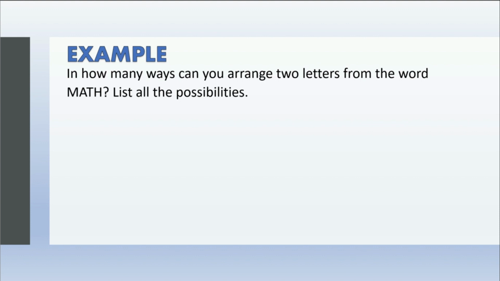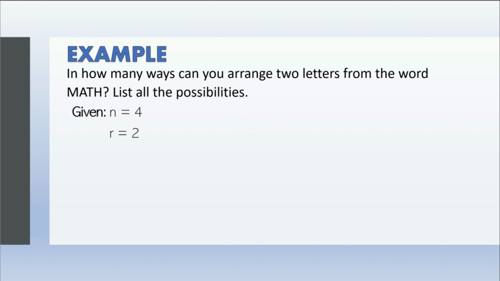So let us identify the given first. N is the number of objects, which in this case is the number of letters in the word MATH, and that is equal to 4. While r is the choosing objects in the set. Out of the 4-letter word, we only need to choose 2 letters. Therefore, we have 2 as the value of r.